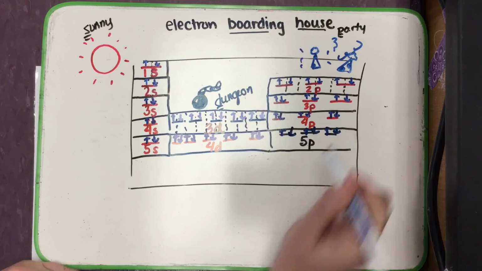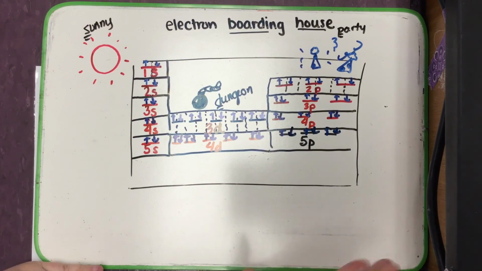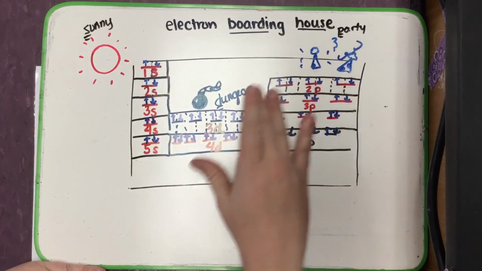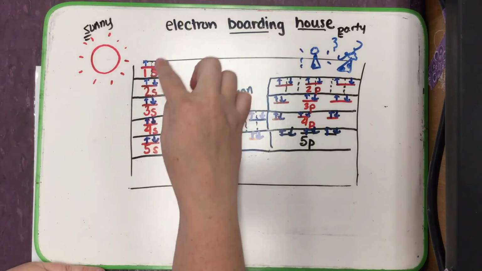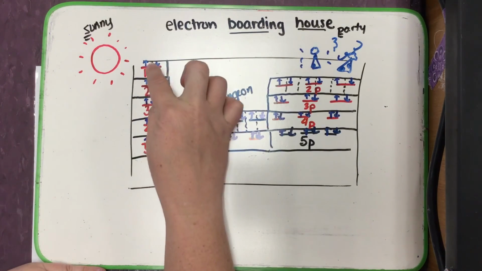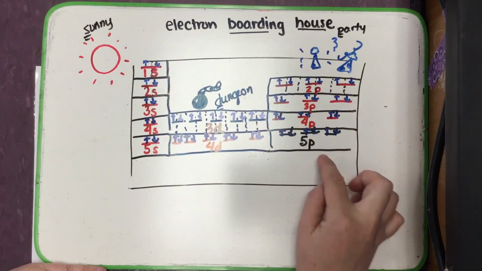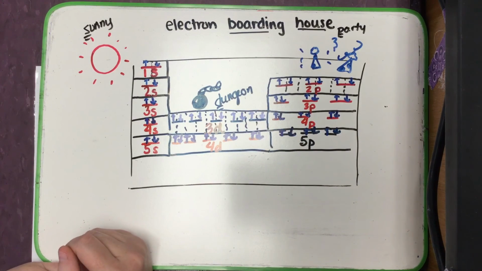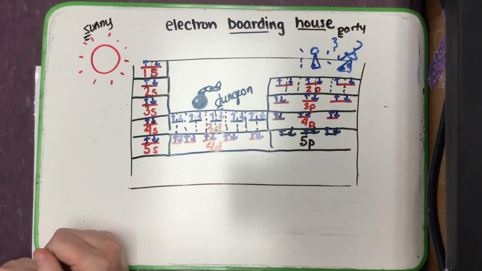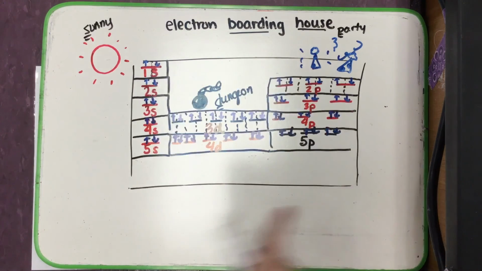And at this point, you might be saying, okay, I get it. There's a story. There's the sunny room, the party room, the dungeon. I understand that we've got numbers and letters, so S's start with 1, P's start with 2, D's start with 3. But I don't understand how this is going to help me remember the order of our subshells. Usually about now, though, somebody in the class will realize that this picture that I'm drawing, it's not just a blueprint for the Electron boarding house.